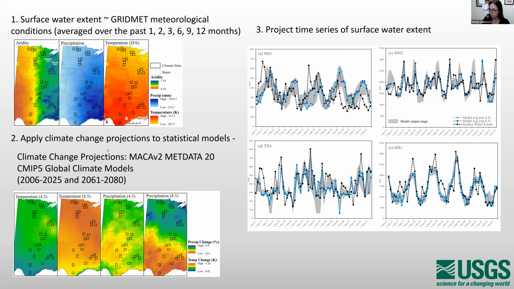And then we applied our climate change projections to the statistical models, where we defined future conditions as 2061 through 2080, and our current conditions as 2006 to 2025. And what that produces is here on the right. For each site, you have in black the original time series, and then you have projections at each of the emission scenarios in blue, and the gray is representing the full range of model outputs to account for uncertainty and differences between climate models. What this enables you to do is look at changes that are happening seasonally, as well as changes in peak conditions, not just a shift in the average condition.